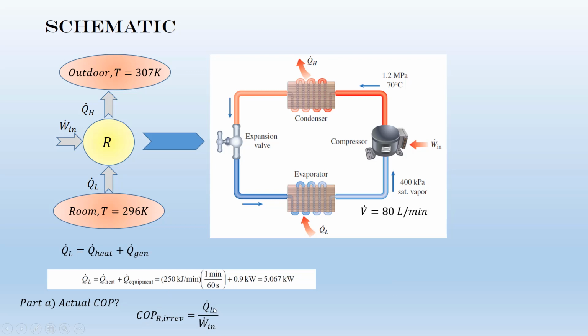Look guys, to find the COP, you need to have the Q dot L. You already determined the Q dot L, so you need to find the W dot in. Please pause this video and spend 5 minutes and then find a method to calculate W dot in. What do you think? What's the best method to calculate the W dot in? Please pause this video and then try to calculate W dot in.